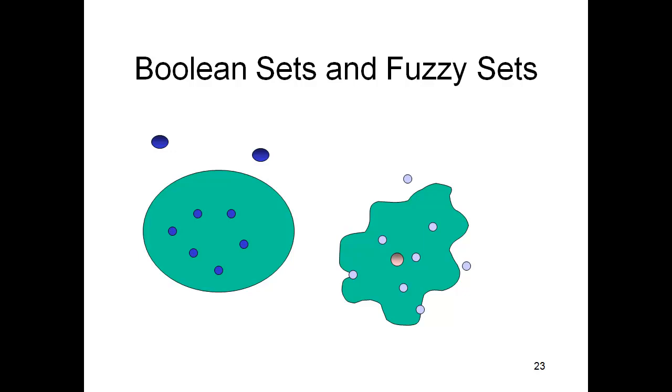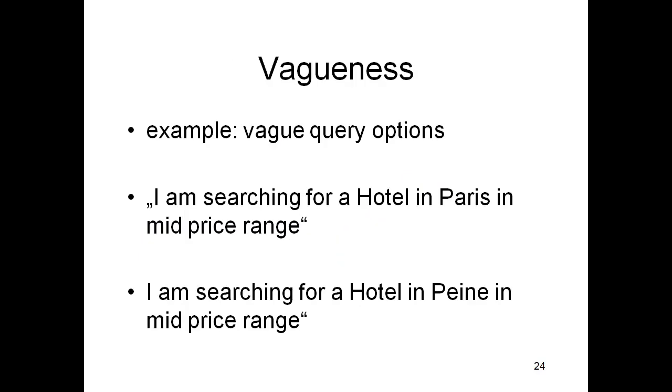Visualization, more or less, well, here. And as an example, to illustrate that, we use vague queries. That could be from a database system, but also from a retrieval system. Now we look at vague query operators. I'm searching for a hotel in Paris in the mid-price range. We have a very similar query: I'm searching for a hotel in Peine at mid-price range.